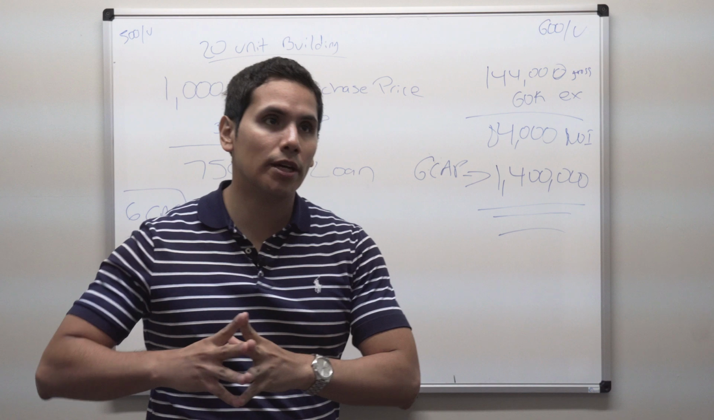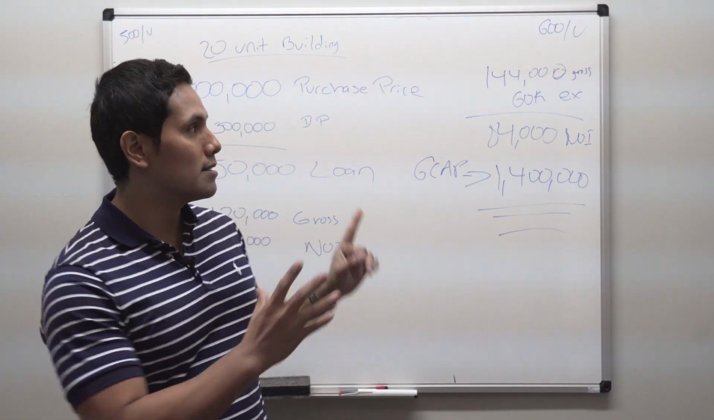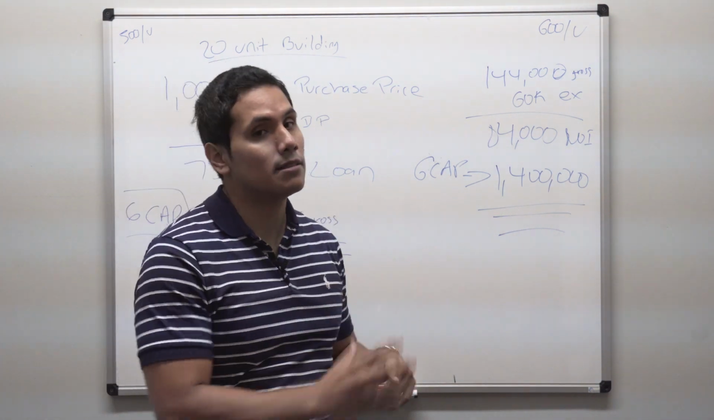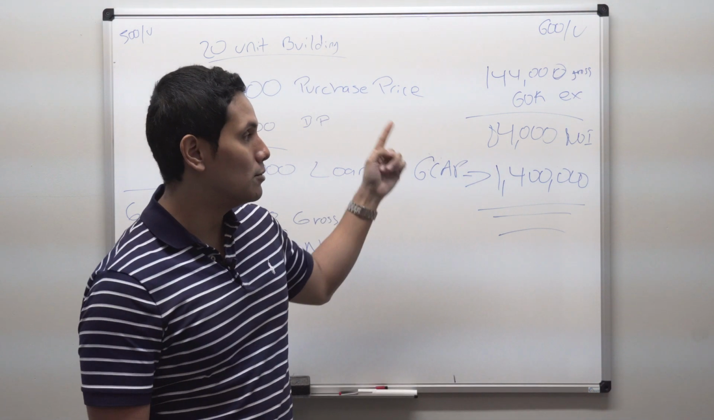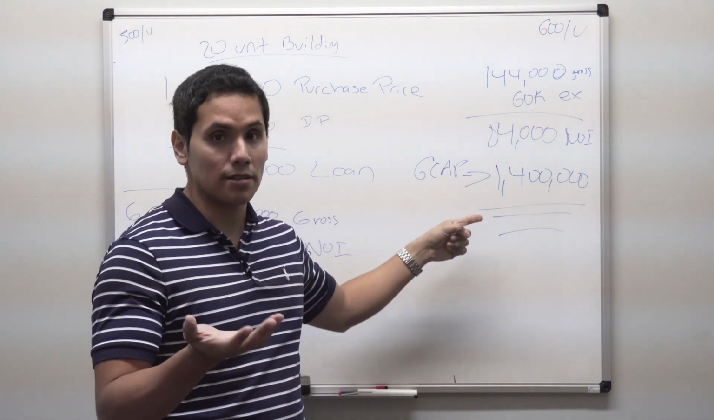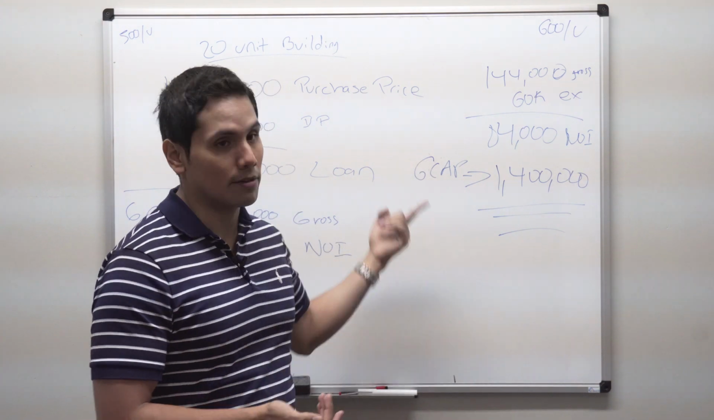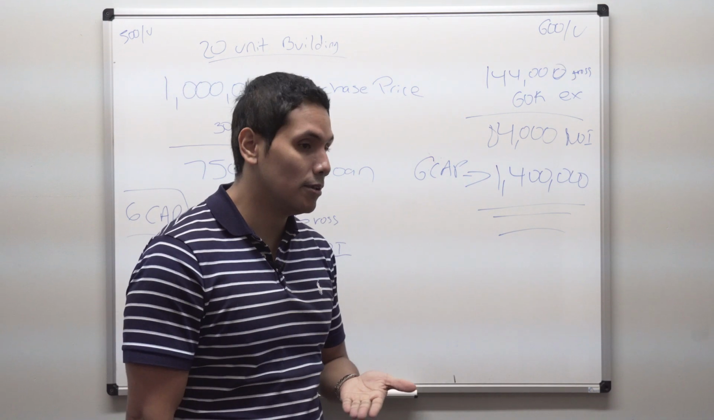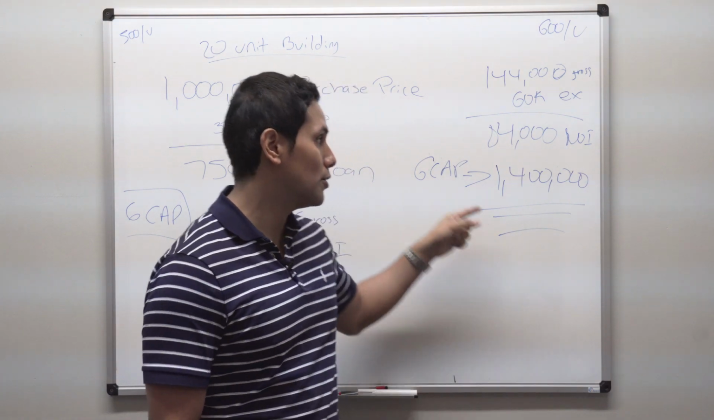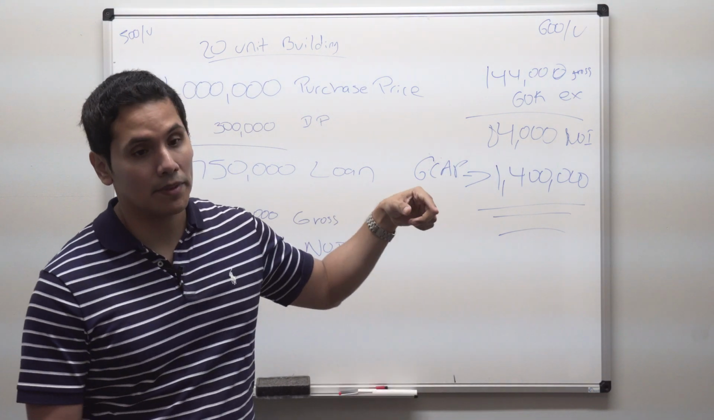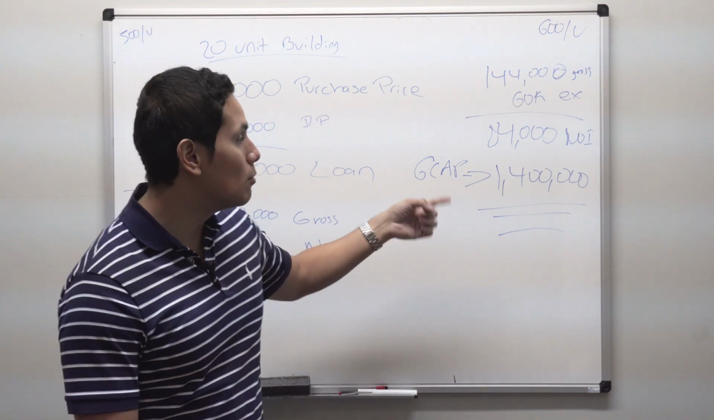Now, you don't necessarily need to increase rent. You can also decrease your expenses. When you decrease your expenses, your NOI will increase. If you increase rents, your NOI will also increase. If you can do both, then your NOI will increase even more. So you want your NOI to increase as much as possible so the value of your building can also increase as much as possible.